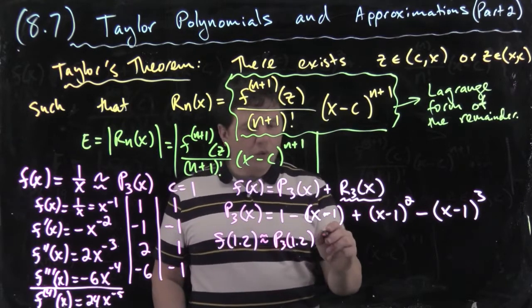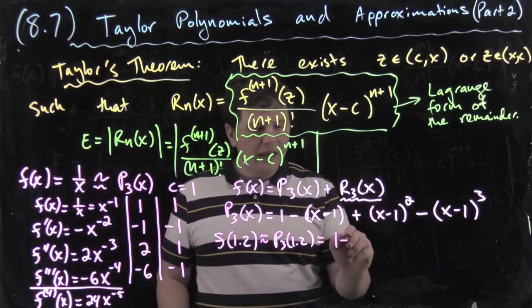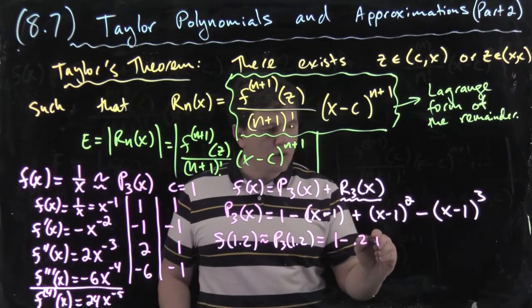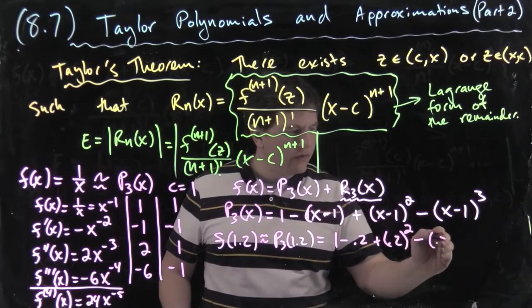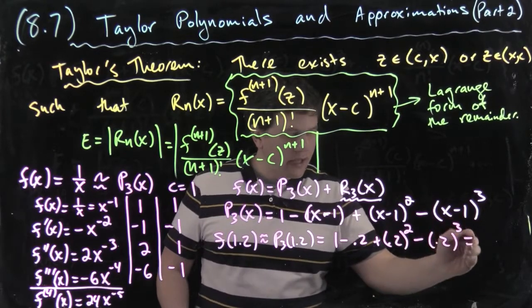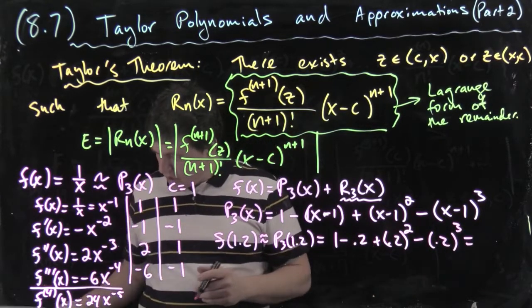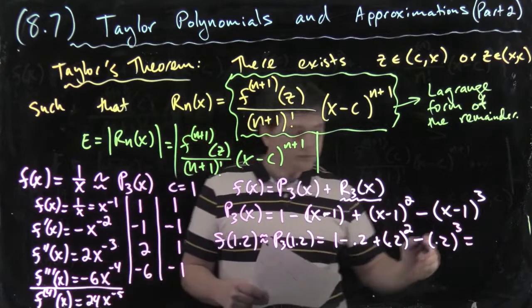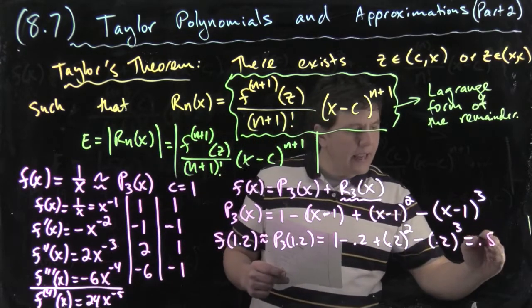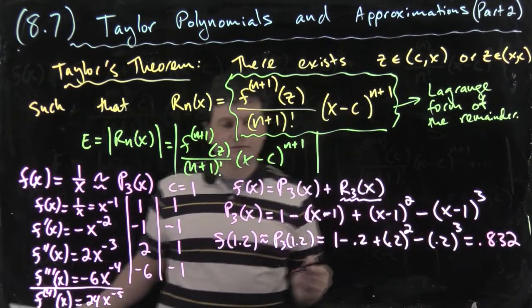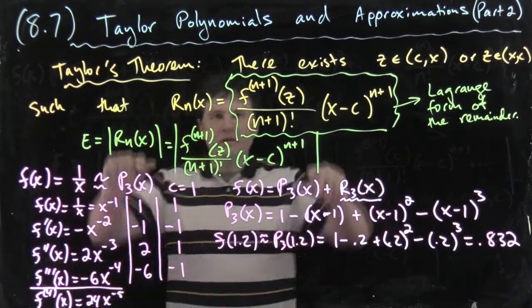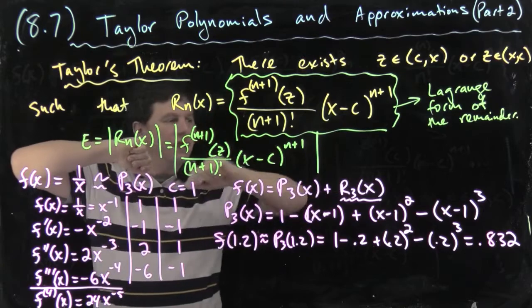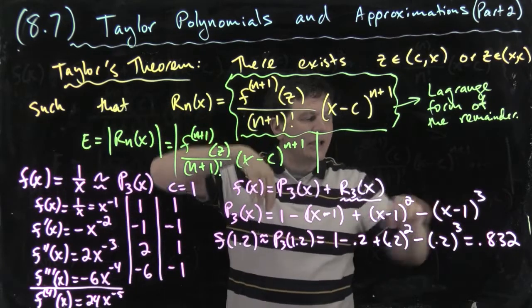Okay, so what I'm going to get is 1 minus 0.2 plus 0.2 squared minus 0.2 to the third. And what I get there is 0.832. Okay, hopefully I'm not cramming this in too much. All right, so now, how accurate is that?